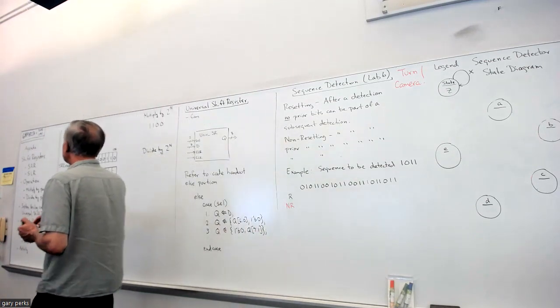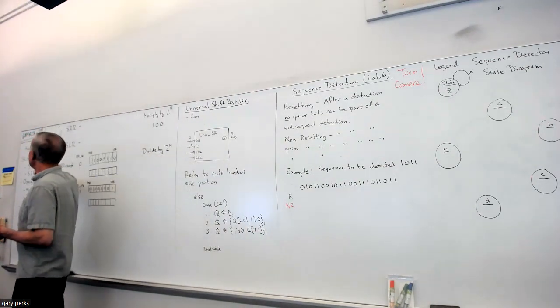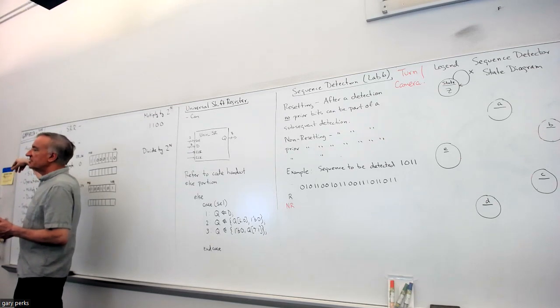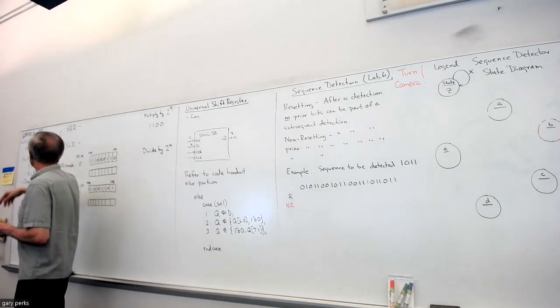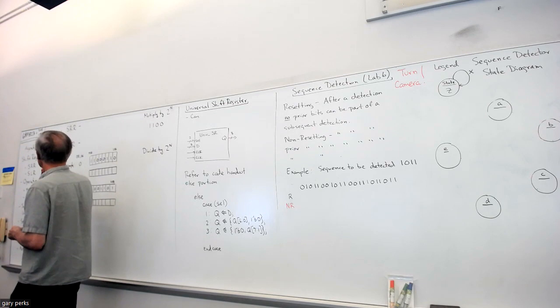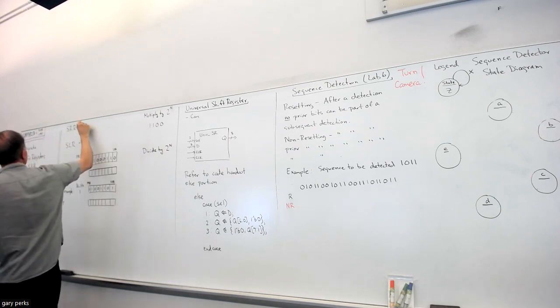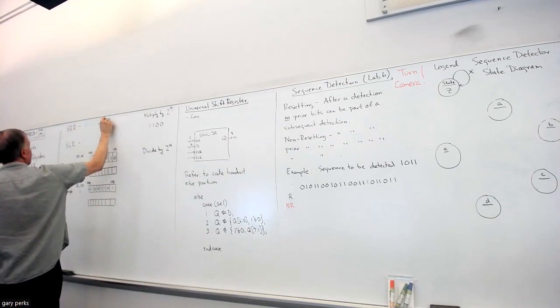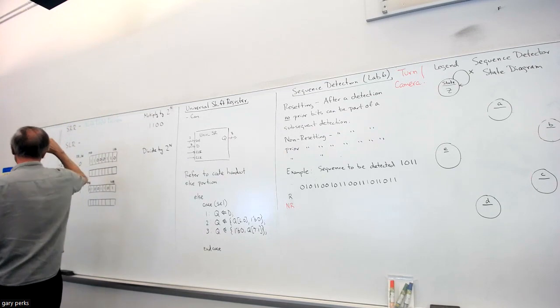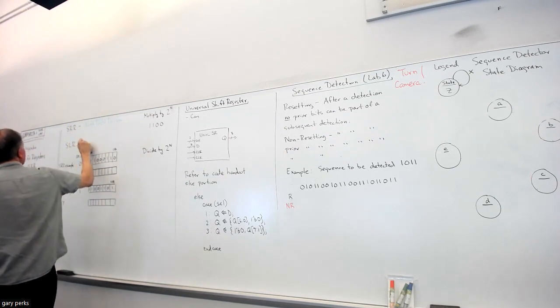So the first thing about shift registers is that there's two types. These are acronyms. SRR stands for shift right register, and SLR, you may guess, is shift left.